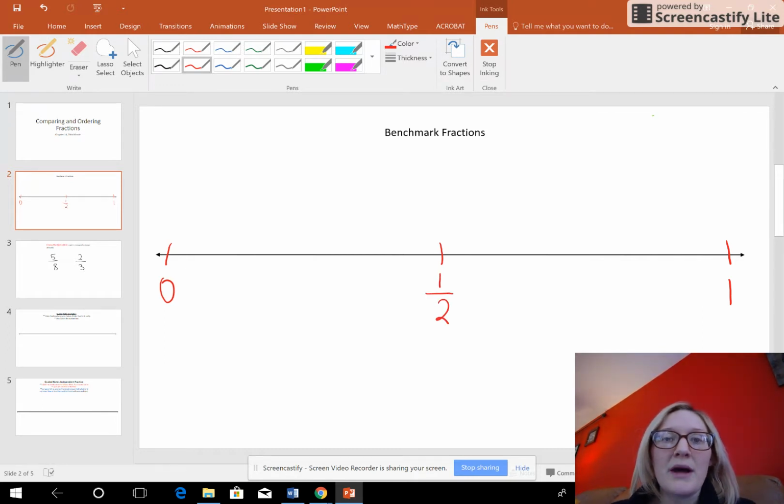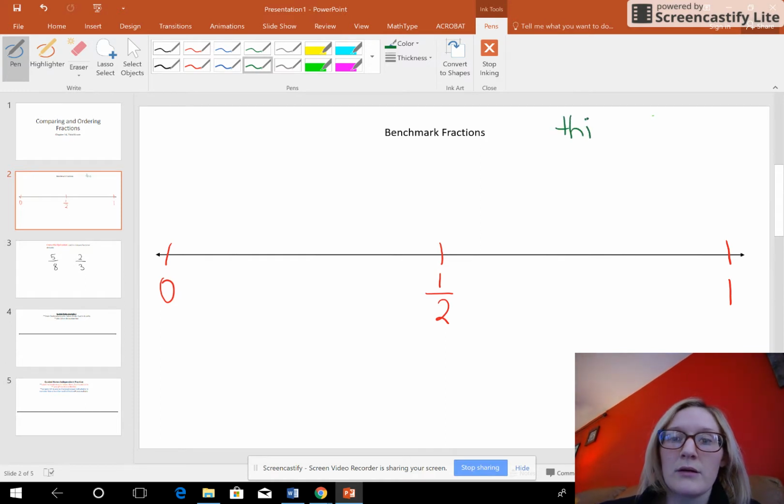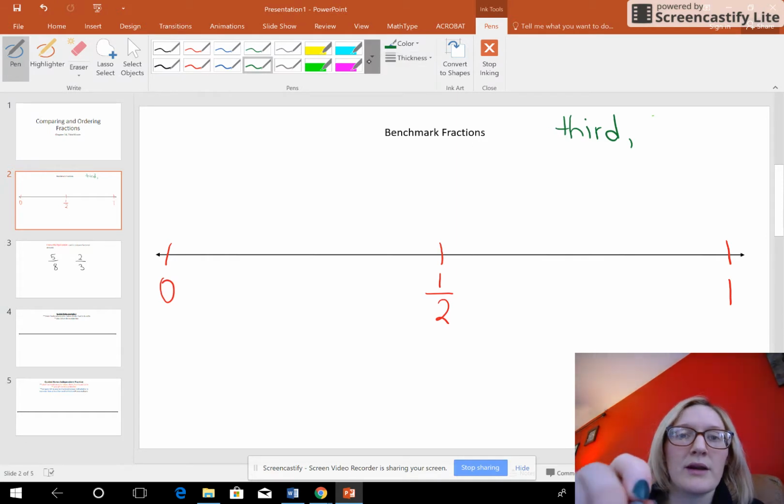Those are our main benchmarks that we want to label. This is, again, going to help us order our fractional amounts. So if I want to label on this number line thirds, I'm going to color code this for you so that you can kind of stay with me.